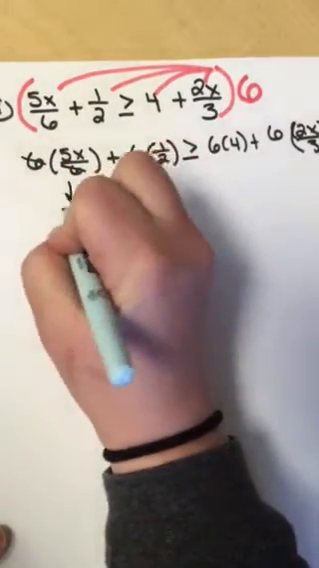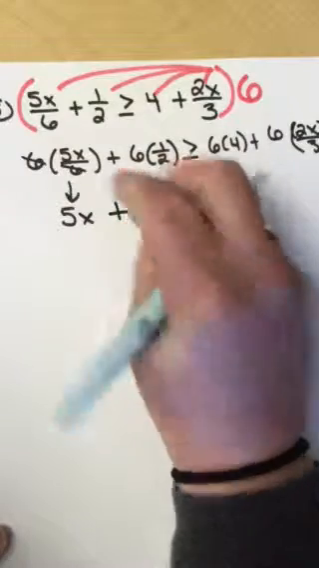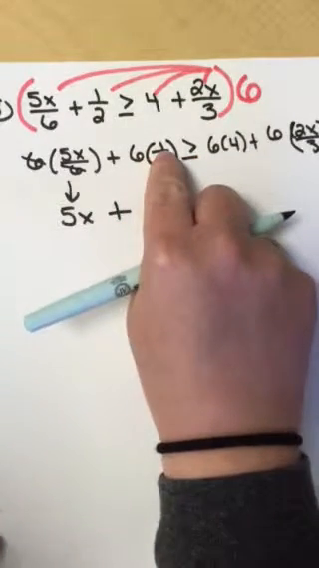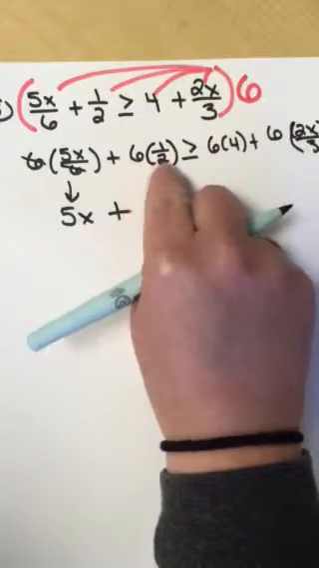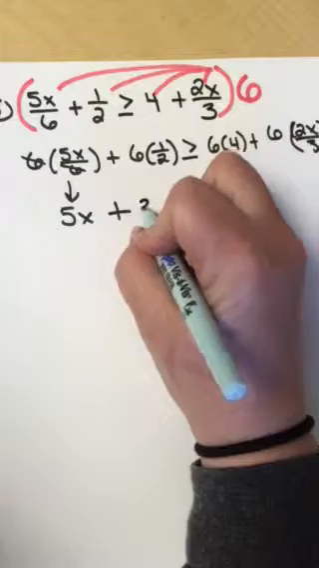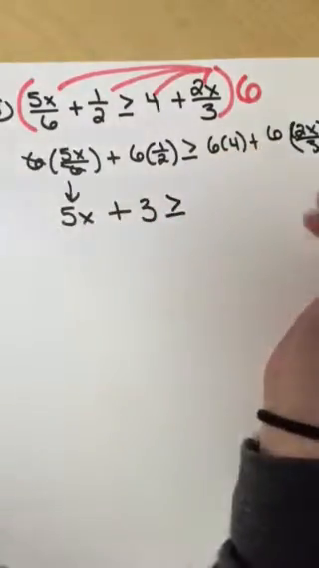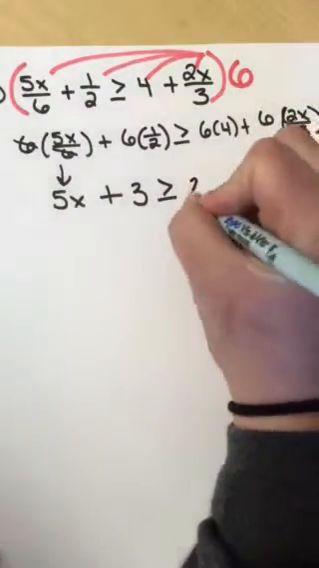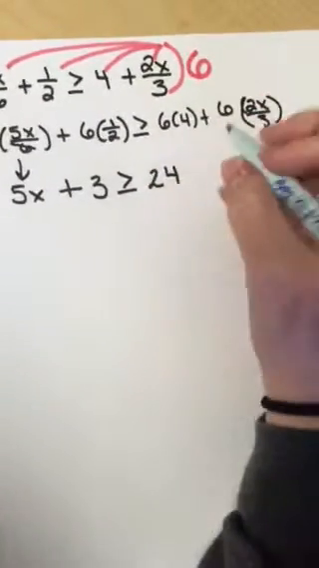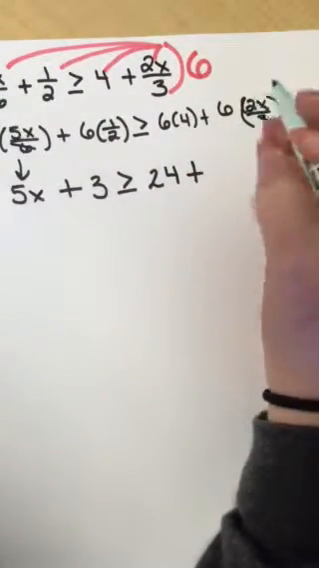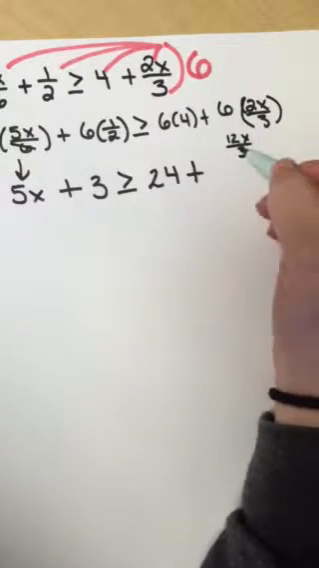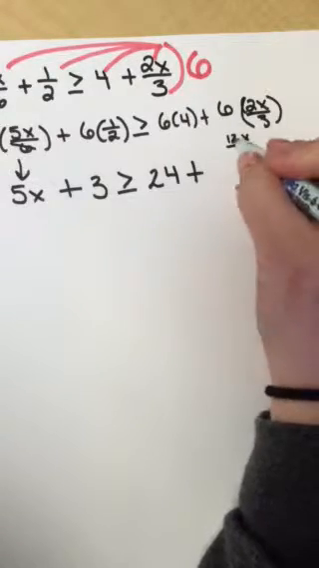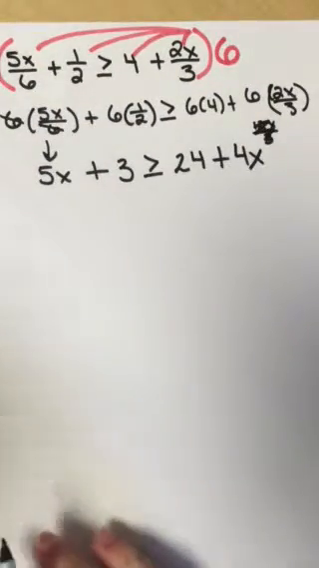So for this first thing, I just have 5x plus, these are just numbers, so 6 times 1 is 6 over 2 is 3, or you could type in your calculator 6 times a half, half of 6 is 3, bigger than or equal to 6 times 4, 24, don't guess, plus 6 times 2 on top right here, it would be 12x over 3. 3 goes into 12 4 times, so this is really just like a 4x. And now this looks so much better, no more fractions.